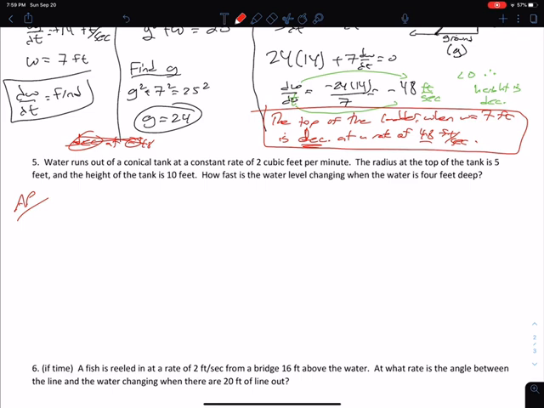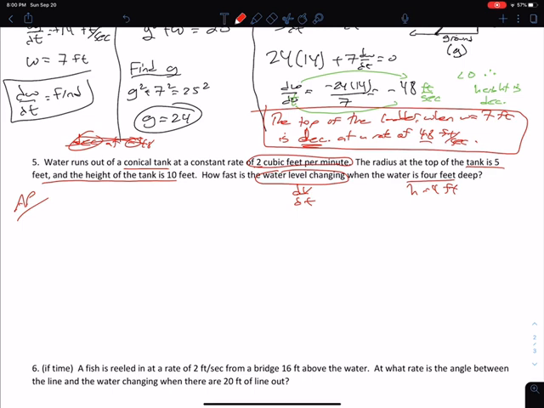So water is running out of a conical tank at a rate of 2 cubic feet per minute. So like one of the other examples we did in the other video, this is my volume. This is my change in volume. The radius at the top of the tank is 5 feet. And the height of the tank is 10 feet. Now notice, this is dealing with the tank. How fast is the water level changing? So we're looking for that change in volume, dV dt, when the height of the water is 4 feet.